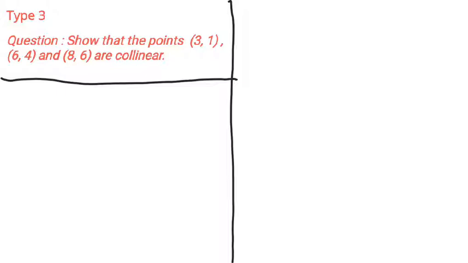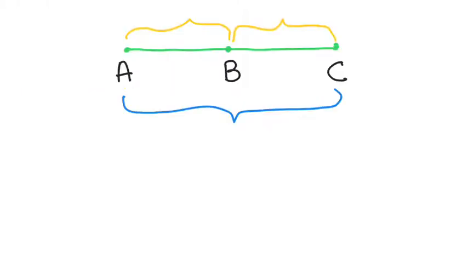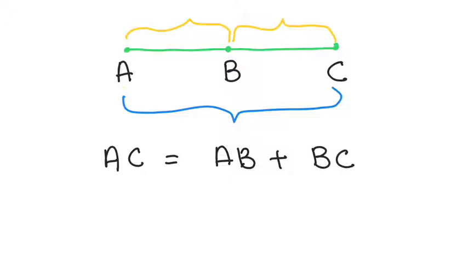Now our next question is, show that the points 3, 1, 6, 4 and 8, 6 are collinear or not. Before this, let's have a look at this. Look at the figure. You see a straight line with 3 points on it, which means that the 3 points A, B and C are collinear. Now you would also observe that the distance AC is the sum of the distance between AB and the distance between BC. This is exactly what we are going to use to solve our problem.